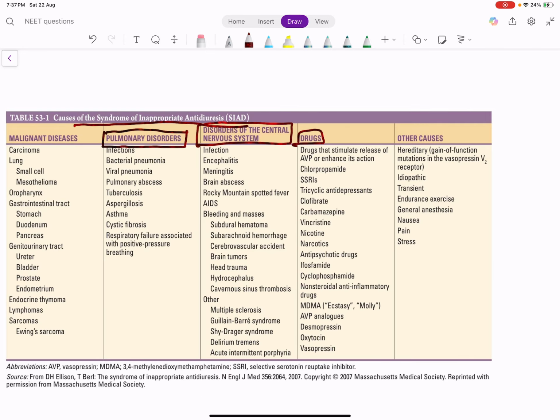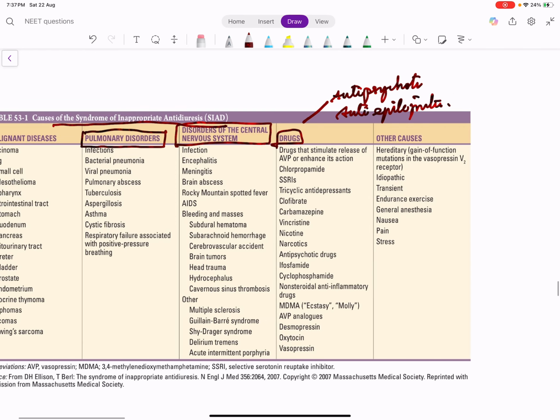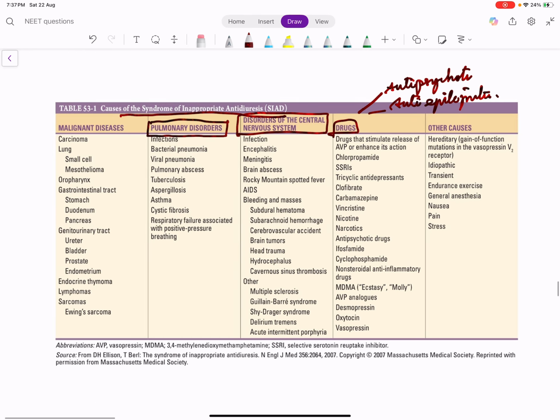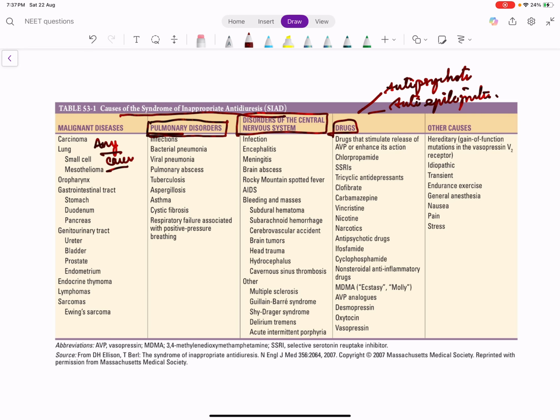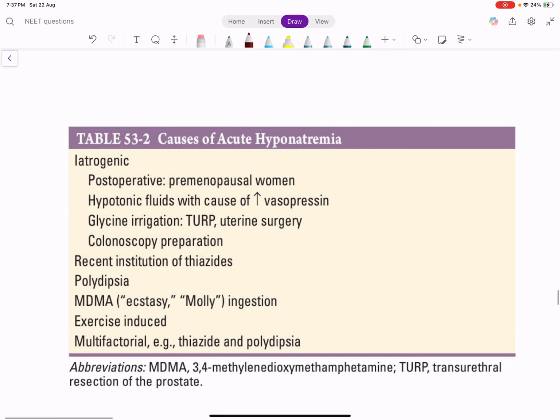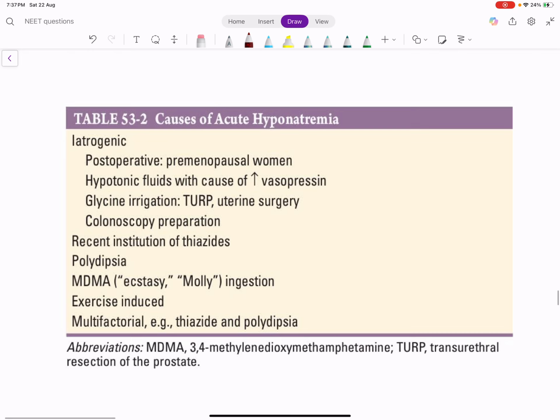Drugs, mainly antipsychotics, any drug acting on the brain, any drug acting on the mind will usually cause SIADH. Plus any cancer can cause it. So any cancer, any lung disease, any brain disease, and any drug can cause SIADH. So SIADH is a problem of water balance causing hyponatremia.